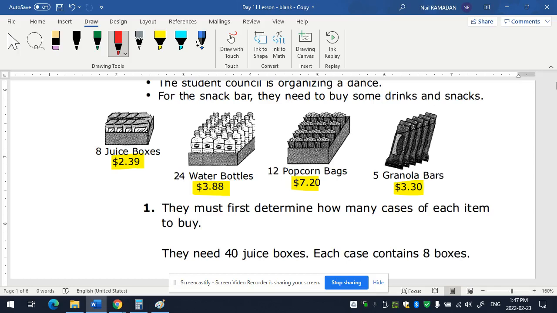720. Are you closer to 7 or to 8? 7, because you're only 20 cents over. You did not cross the 50. And 330. Are you closer to 3 or to 4? 3. But you have to understand something.